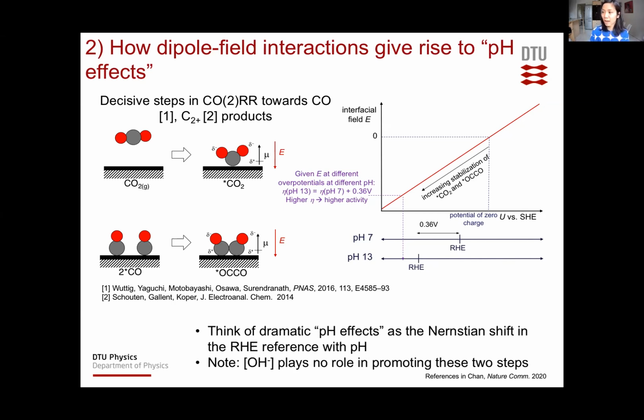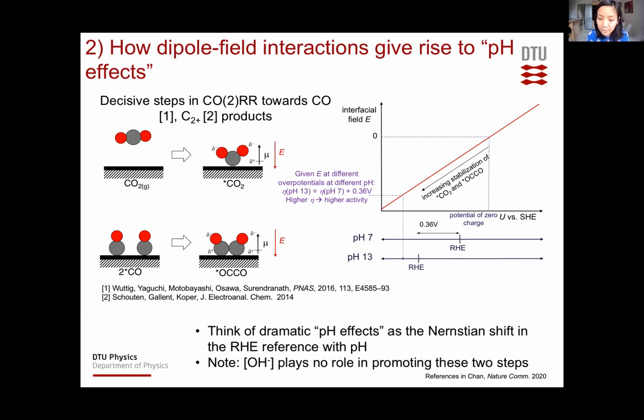And that's perhaps contrary to some of the discussion that we see: the OH minus does not play a role in promoting these two steps. They're not involved here. So perhaps it's a bit of a misnomer to call it a pH effect because it's not directly affected by the chemical potential of the protons, the OH minus, that are produced in the reaction.